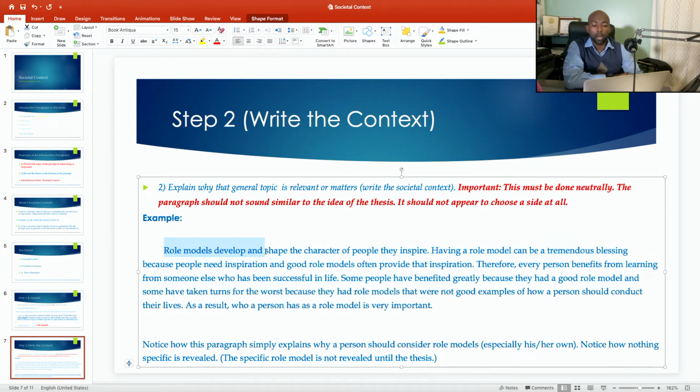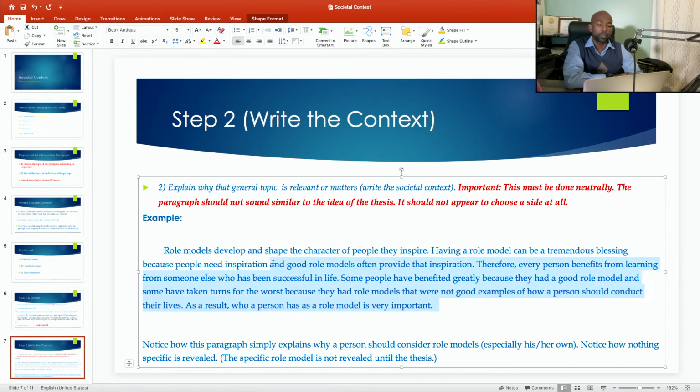It says, role models develop and shape the character of the people they inspire. Having a role model can be a tremendous blessing because people need inspiration, and good role models often provide that inspiration. Therefore, every person benefits from learning from someone else who has been successful in life. Some people have benefited greatly because they had a good role model, and some have taken turns for the worse because they had role models that were not good examples of how a person should conduct their lives. As a result, who a person has as a role model is very important.